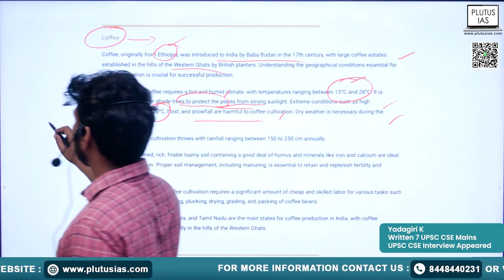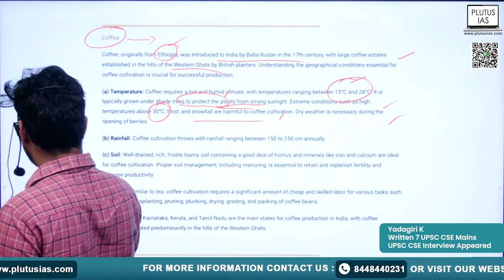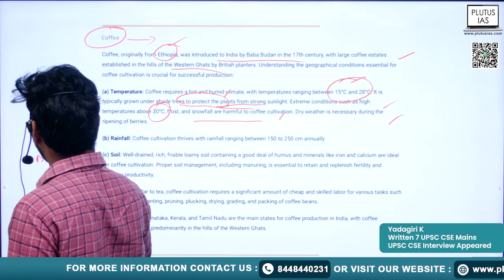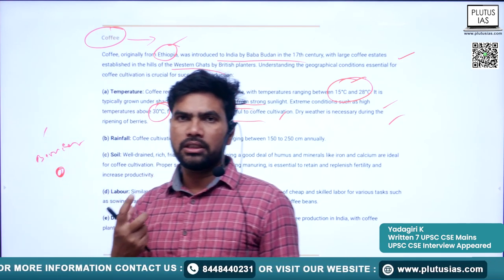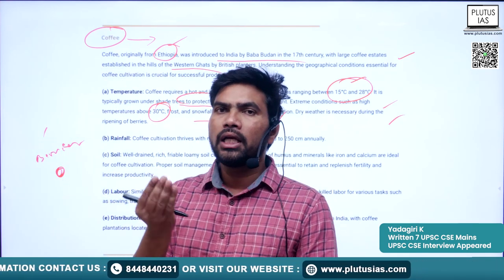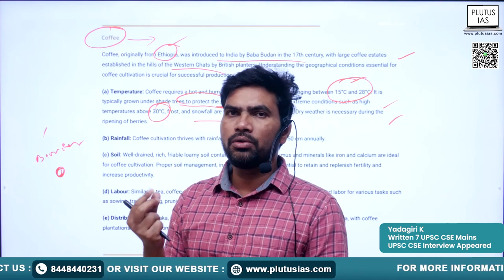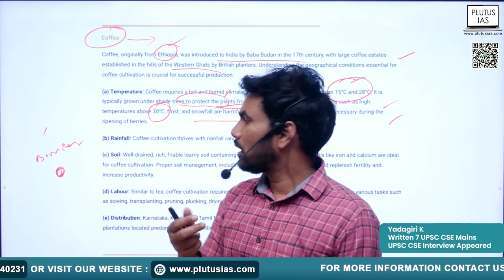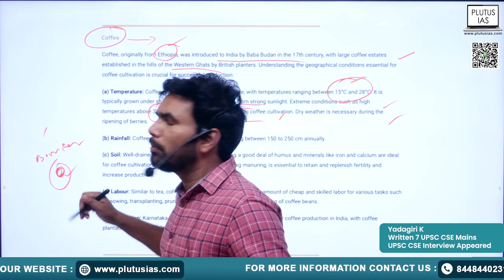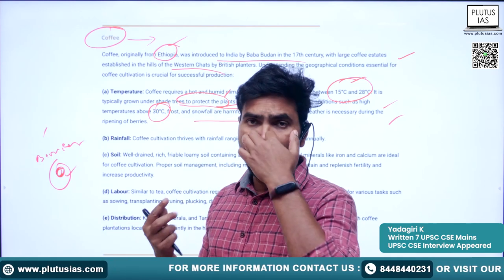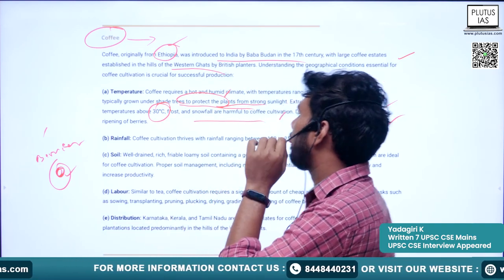So basically, coffee is harvested from the berries. Coffee berries. Coffee beans, you might have seen. So when it comes to tea, the tea leaves are harvested, and leaves are used as the tea product. When it comes to coffee, coffee berries or coffee beans are the major product, right?